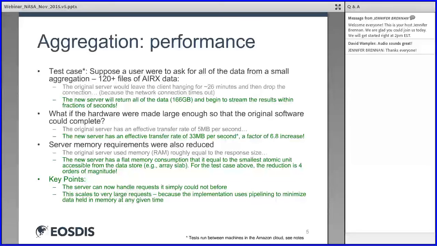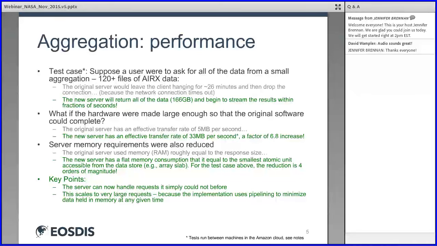And before I get into the engineering slides with the graphs and everything, let's just talk about the user's perspective on these changes and how they might affect how users work with data. Suppose a user were to be working with a relatively small aggregation of 120 files. Now, in most cases, real aggregations are larger than this, but this happens to be our test data set that we used to measure the magnitude of our improvements. And if the user were to ask for all of the data from this aggregation, it would have taken the server about 26 minutes to complete the response. And during that time, it's most likely that the server would time out because network connections are set to time out after only a few minutes of inactivity.